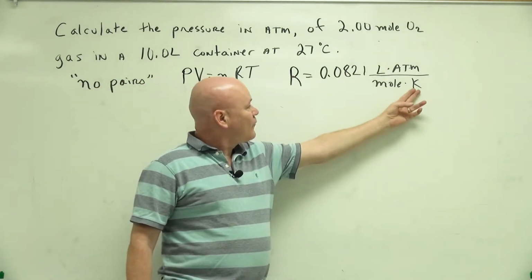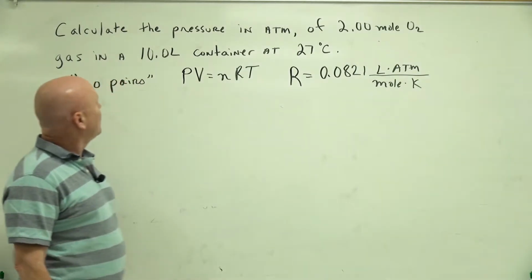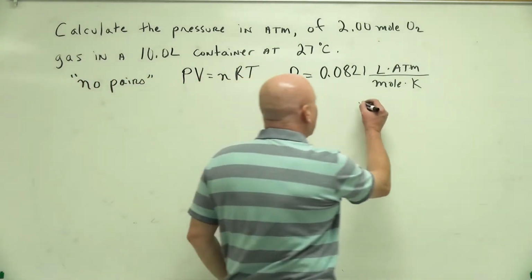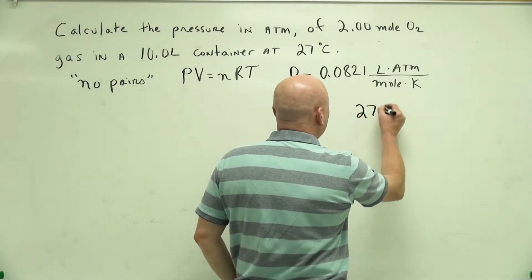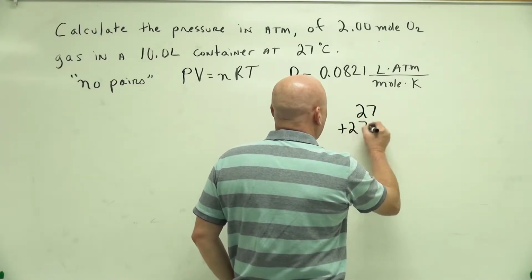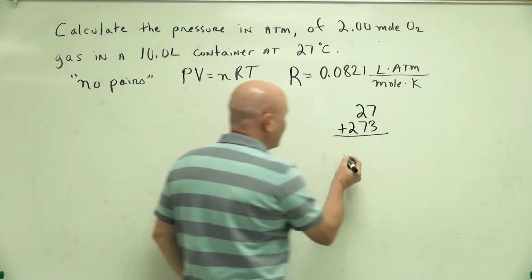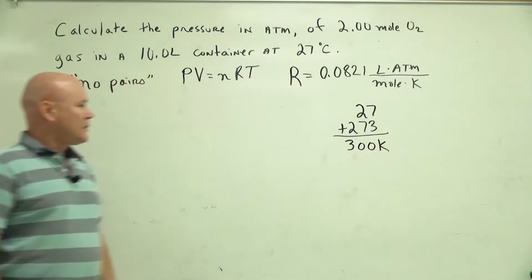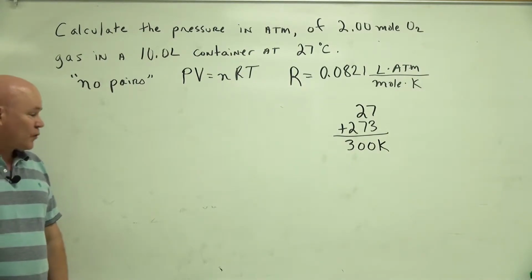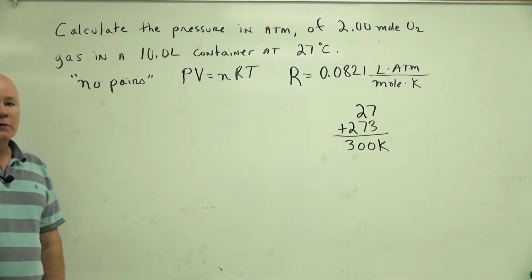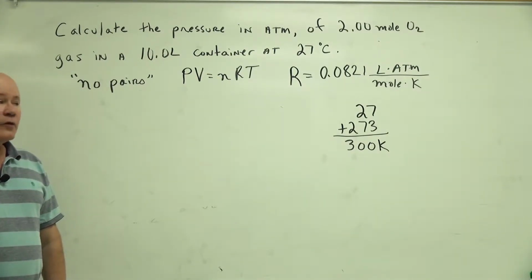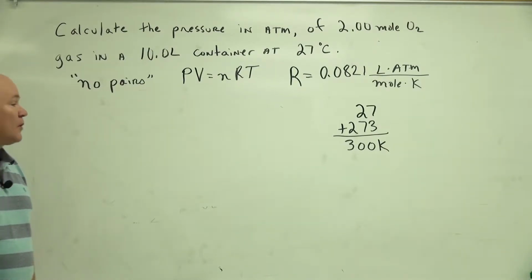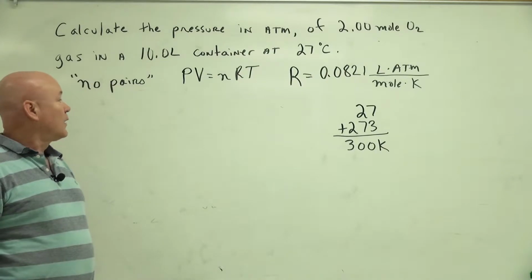And finally, we have the temperature in Kelvin. I look for my temperature. 27 degrees Celsius is not in Kelvin, but we can put it into Kelvin by adding 273, which will give me 300 Kelvin for my temperature. So I've looked through with my gas law constant, and I've matched up all the units. Now all the units match up with R, including the temperature which is now in Kelvin.